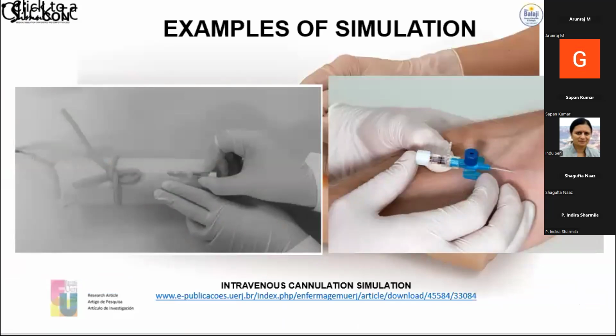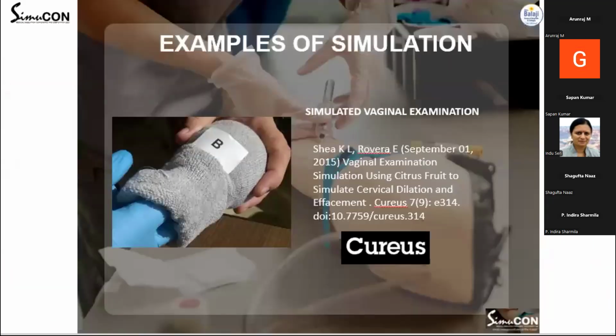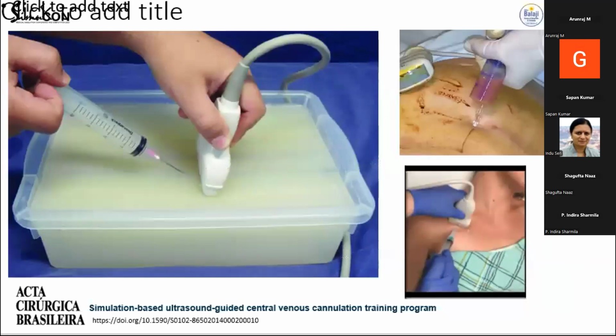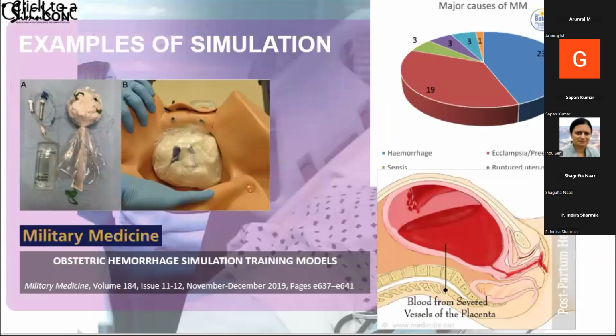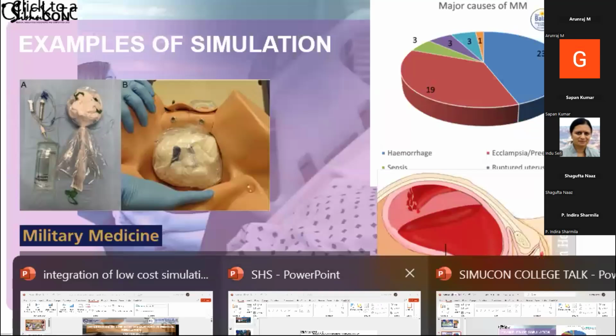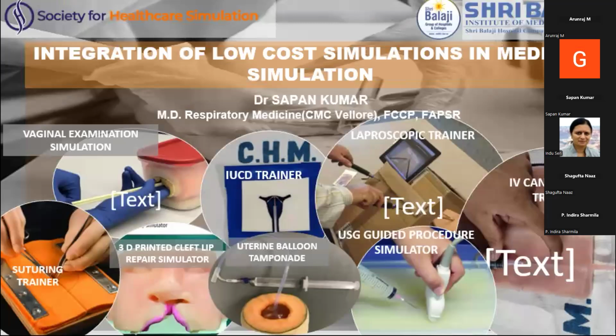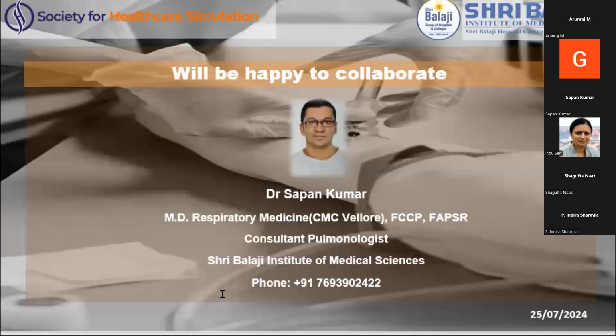Using foam and such, people have made IV trainers. Somebody has made a trainer for vaginal examination, and similarly for cervical dilatation, a low-cost simulation model. There is also one for ultrasound-guided venous access, a very important skill that needs to be learned at ICU level, and for training in obstetric hemorrhage. These are certain examples of low-cost simulations, and there is a lot of literature available. If somebody wants more literature, I can share it with them.